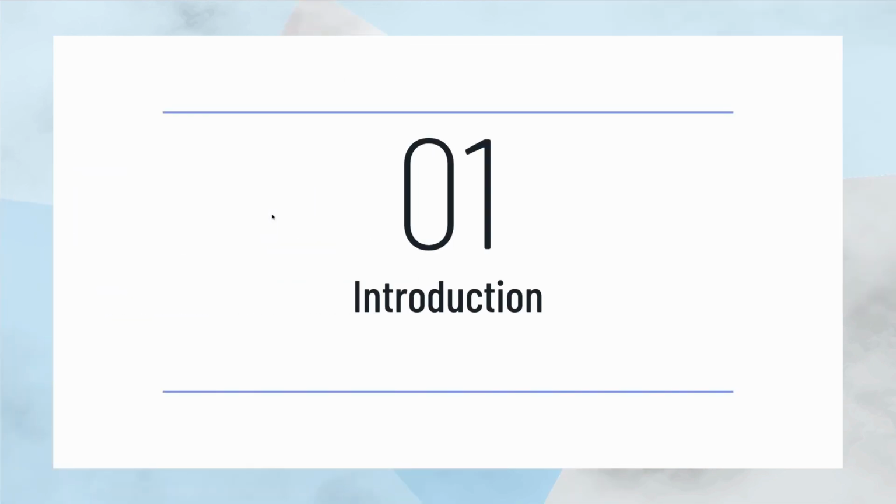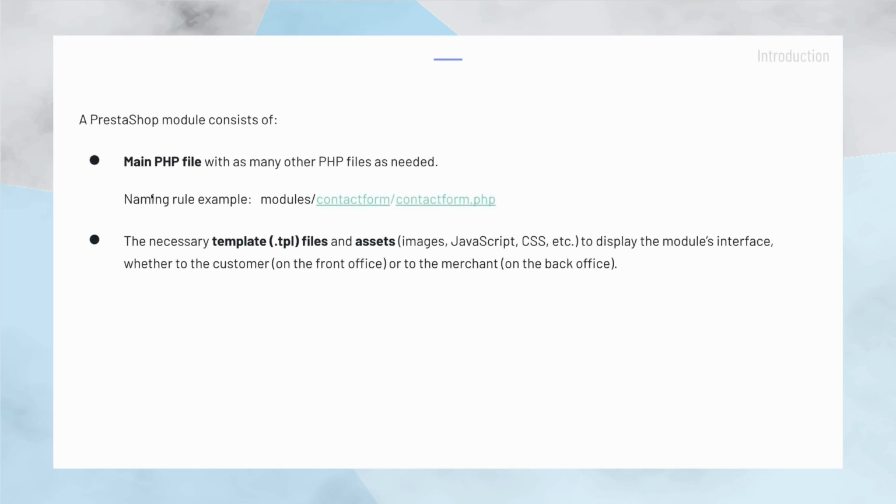What is a Prestashop module? Basically, a Prestashop module consists of a main PHP file, called the main class or the module class, that has a specific naming rule. By looking at the example I mentioned here, you get the point about what I mean. So contactform is our directory, the directory of the module, and the main class, as we said, the main PHP file, is contactform.php. So this is the rule: your directory name must be exactly the same as the name of the main PHP file.